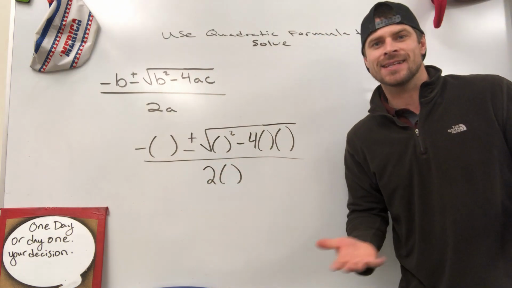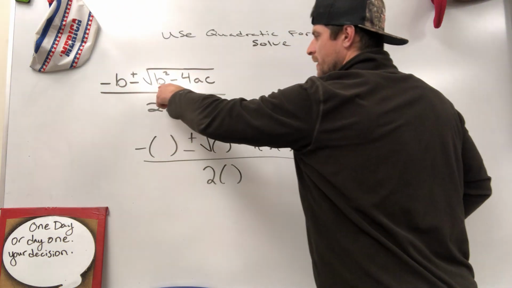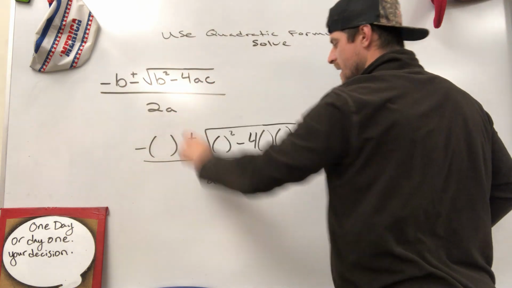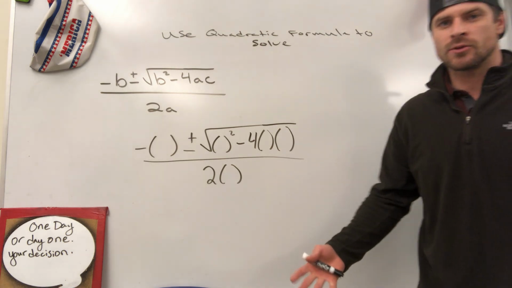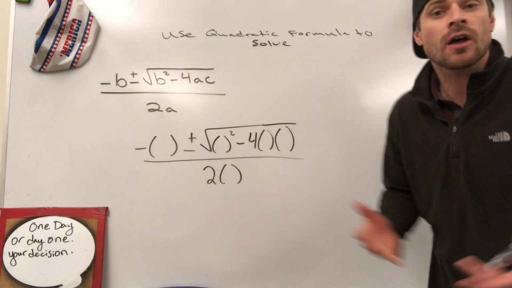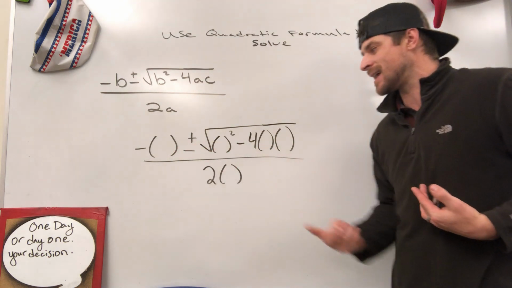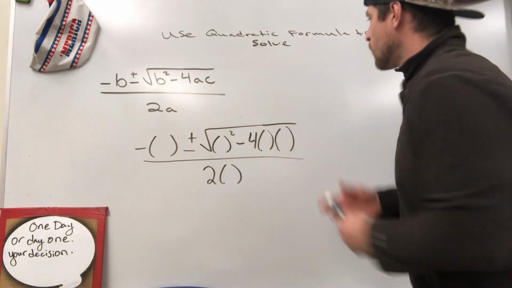Notice that all I did is I rewrote the quadratic formula out, but everywhere there was a variable, B, A, C, A, and all of those spots, I just put empty grouping symbols, empty parenthesis sets, because all I need to do now is just plug some information into all of those empty spots and then work it out using order of operations.